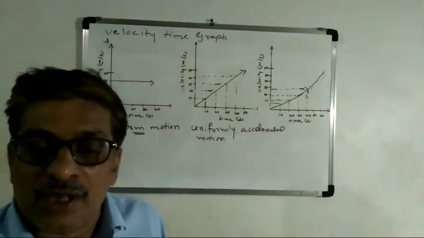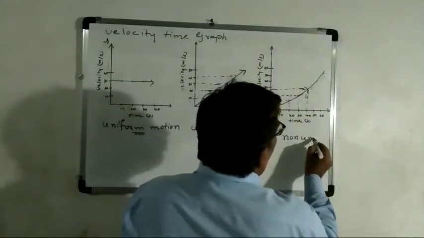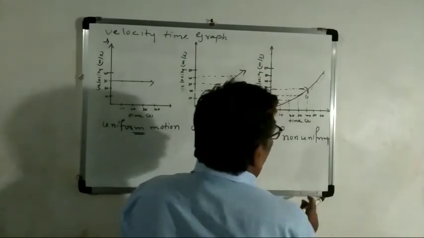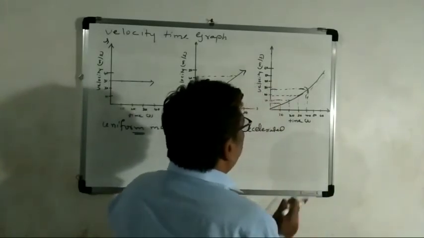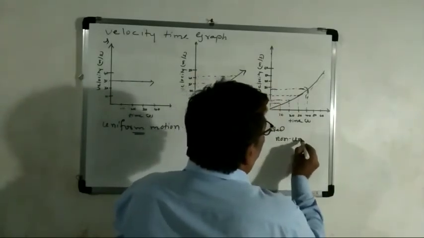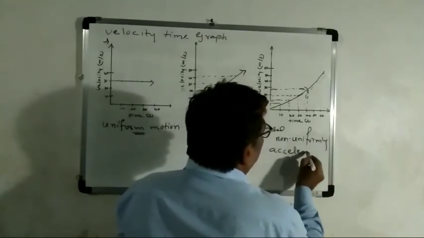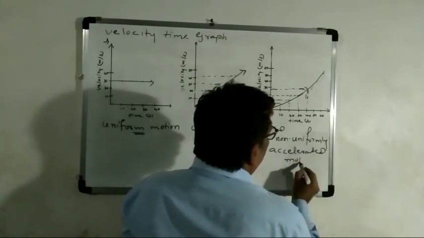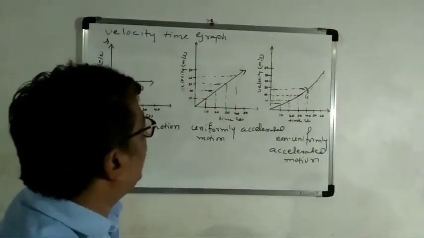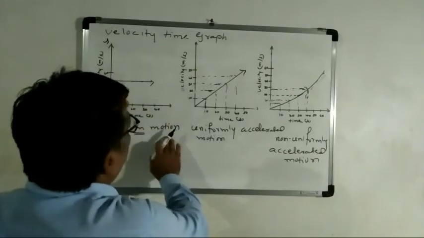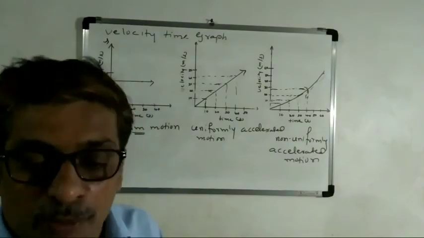Okay, such a graph is non-uniformly accelerated motion. Now you got three types here. First one, uniform motion, second, uniformly accelerated motion, and third, non-uniformly accelerated motion.